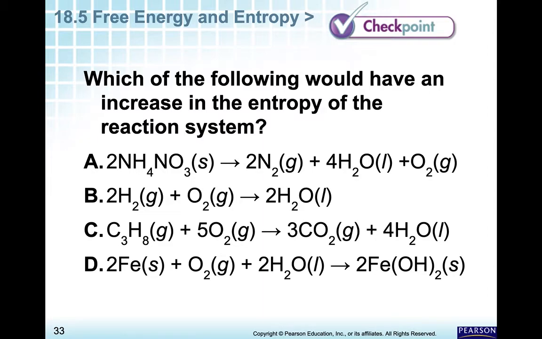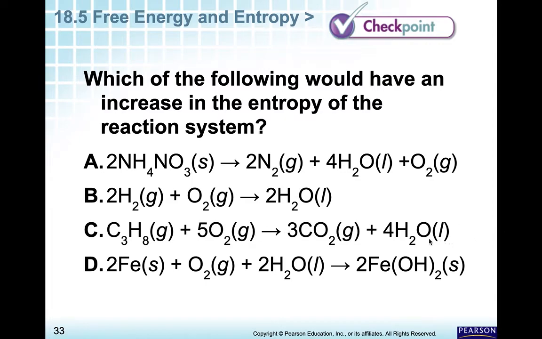So let's look at this. In A, we have 0 moles of gas in our reactant, and 3 moles of gas in our product. So we've got 3 moles of gas being produced. That one will increase our entropy. Here we've got 3 moles of gas in our reactant, 0 in our product. Oh, moles of gas is decreasing, so entropy is decreasing here, not this one. Here we've got 6 moles of gas in our reactant, 3 moles of gas in our product. Again, moles of gas decreased.